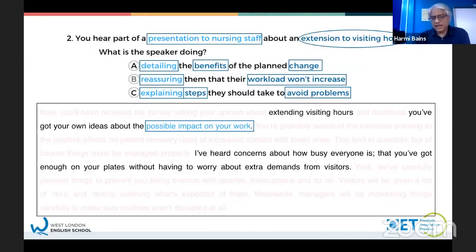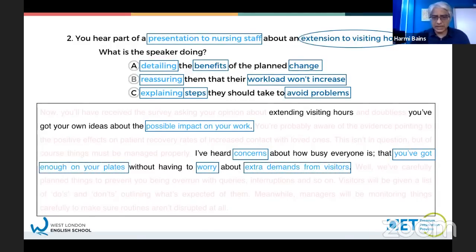The speaker later says, I've heard concerns about how busy everyone is, but you've got enough on your plates without having to worry about extra demands from visitors. Well, there's a couple of words here. Concerns and worry. It sounds like the nursing staff are worried about this new extension to visiting hours. Everyone's busy. And some interesting language. You've got enough on your plates. Quite informal, meaning you're very busy. I've got a lot on my plate. It just means I'm really, really busy. And they're worrying about extra demands from visitors. So it sounds like the staff are really worried about this new extension to visiting hours, that they may have to do more work. And you can see already with the answer options where we're heading.